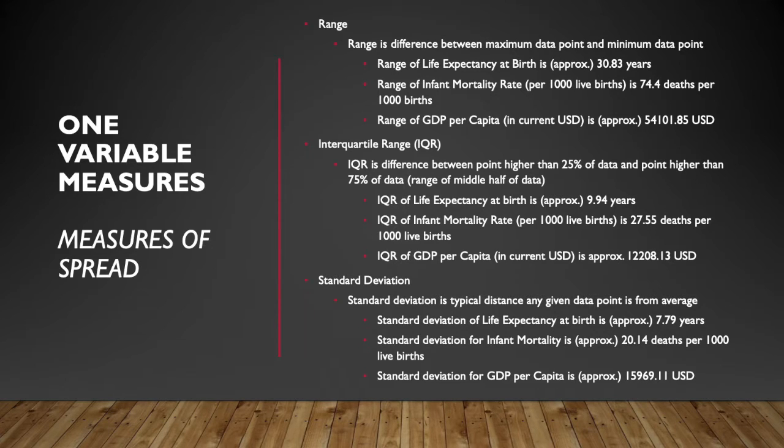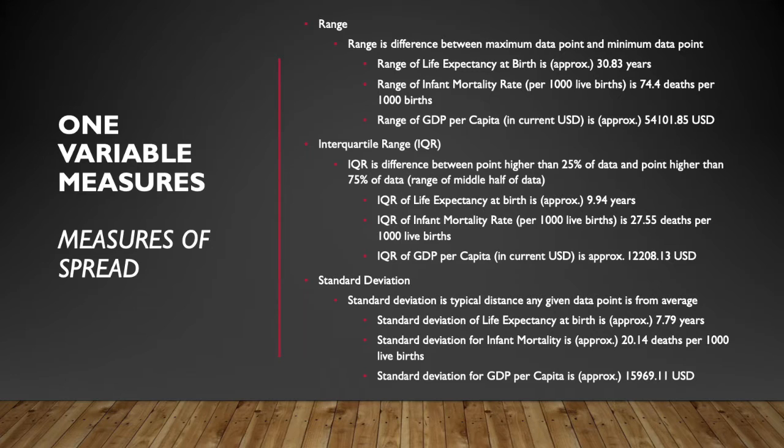In this case, the standard deviation of life expectancy at birth is considerably lower than that of the other two variables. The standard deviation of life expectancy at birth for the 42 countries being analyzed is approximately 7.79 years. The standard deviation of infant mortality rate per 1,000 live births is approximately 20.14 deaths per 1,000 live births. The standard deviation of GDP per capita in current US dollars for the 42 countries being analyzed is approximately $15,969 US dollars and 11 cents.